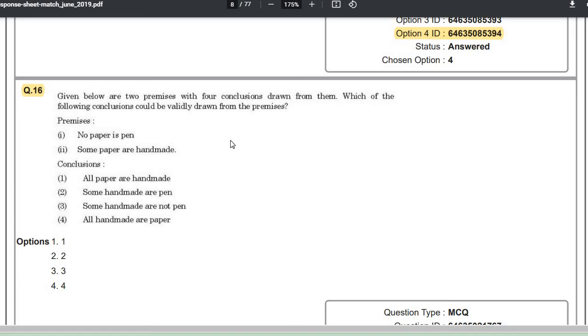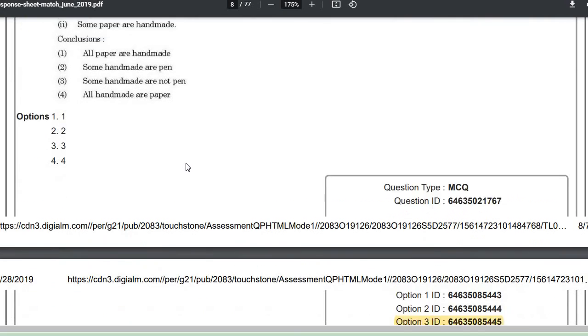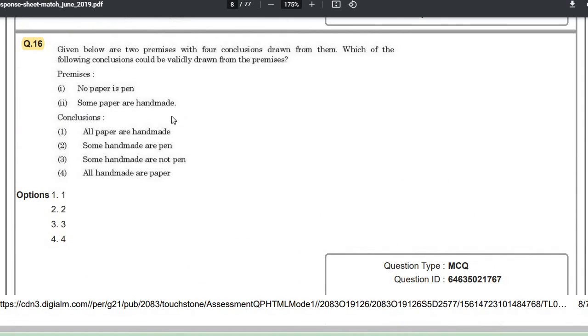Which of the following conclusions could be validly drawn from the premises? The first one: no paper is a pen, some papers are handmade. So what are the correct answers for this? We have no paper is a pen, and some papers are handmade. So what is the valid conclusion?